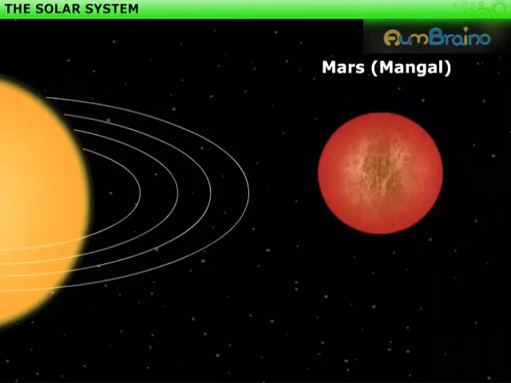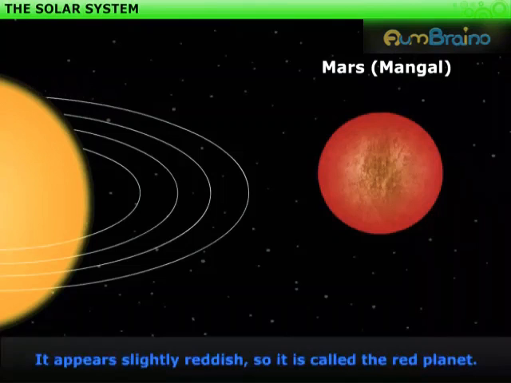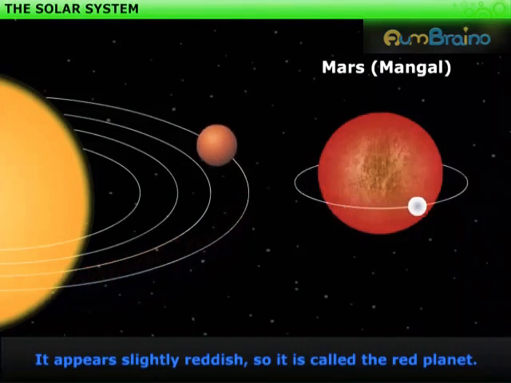Mars, or Mangal. It appears slightly reddish, so it is called the red planet. It has 2 small moons.